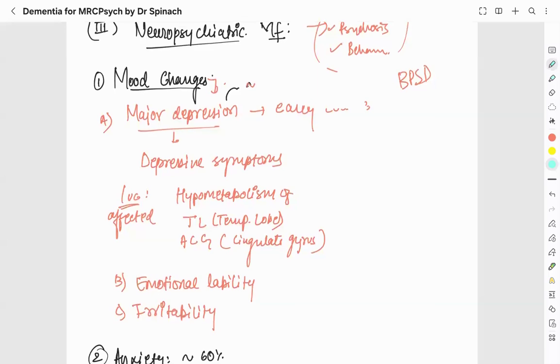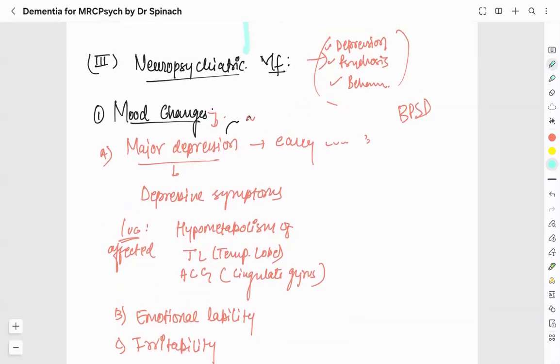What is the difference between neuropsychiatric manifestations and BPSD? One difference is that BPSD is also one of the neuropsychiatric manifestations. Okay, got it.